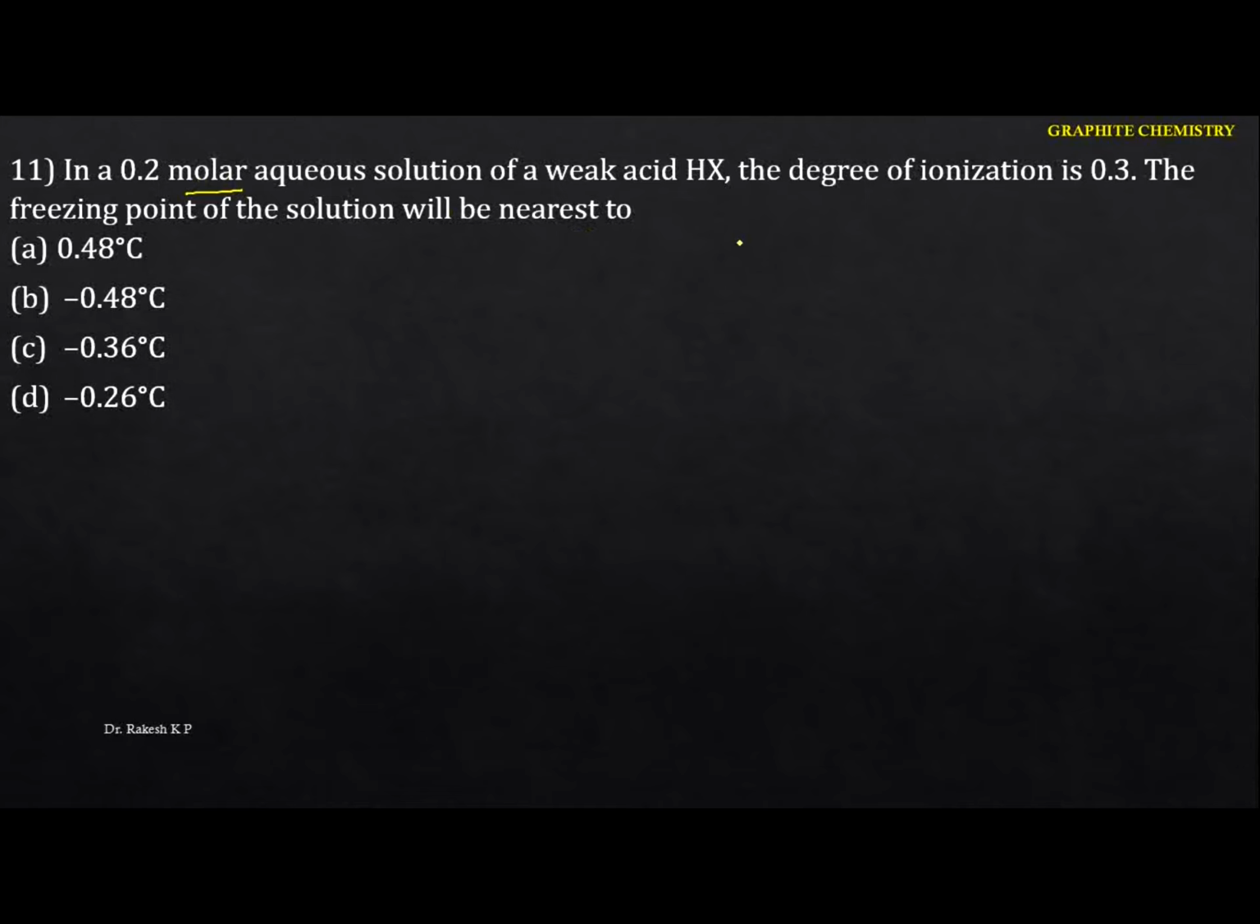Here they have given a weak electrolyte. That means HX ionizes to give H plus and X minus. Initially, before ionization, we have 1, 0, 0. After ionization, we have 1 minus alpha, alpha and alpha, where alpha is the degree of dissociation or ionization. The total number of moles after ionization is 1 minus alpha plus alpha plus alpha, which is 1 plus alpha.